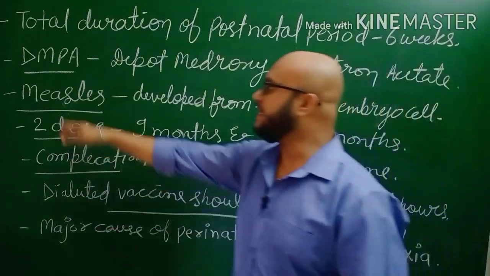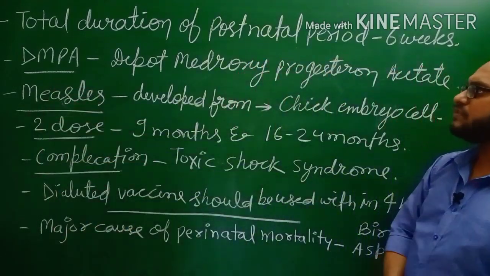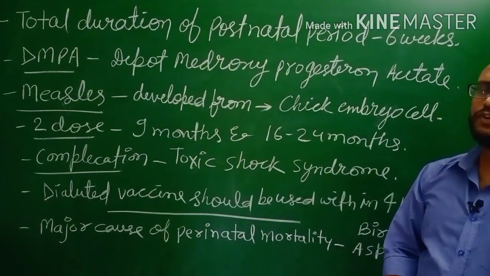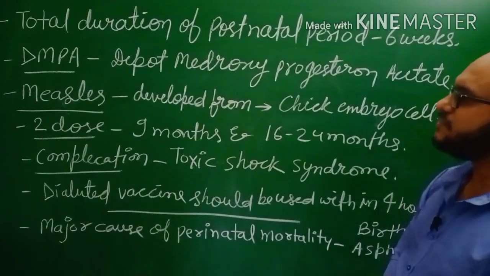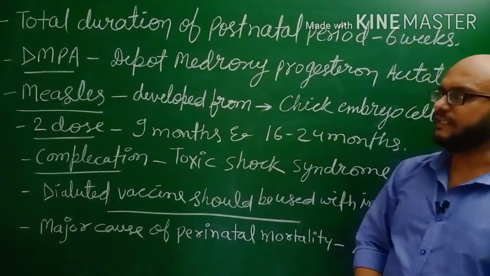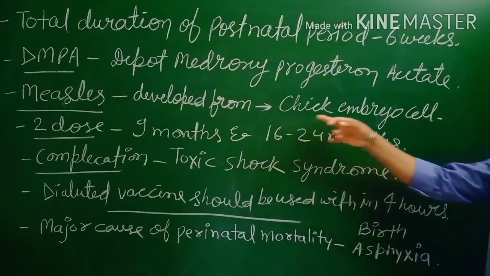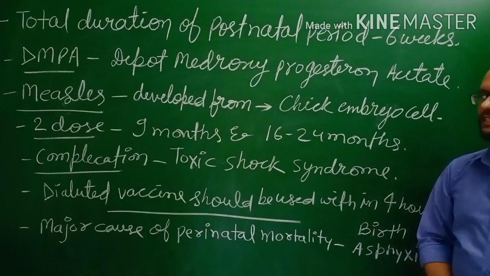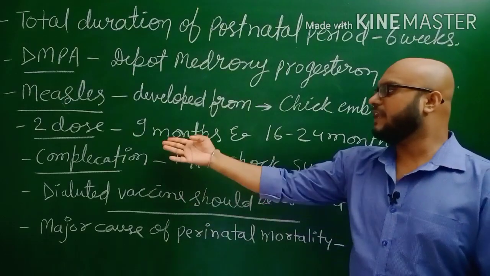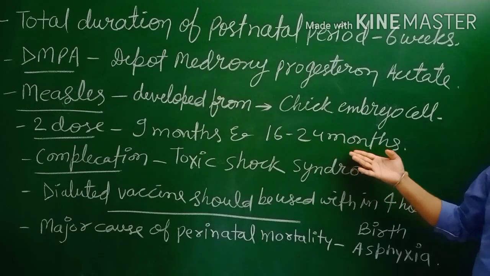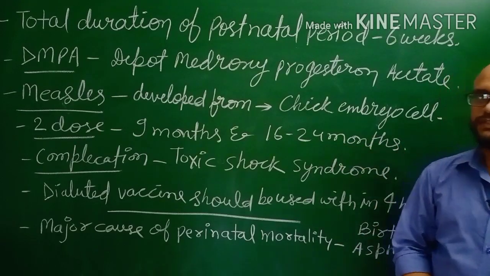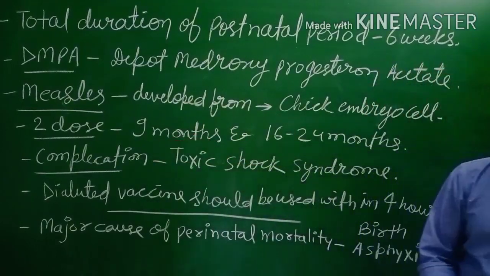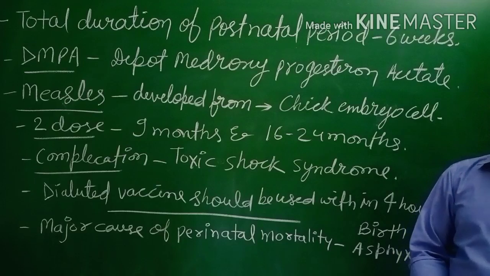Full form of DMPA: depot-medroxyprogesterone acetate. Next, let's talk about the measles vaccine. Measles vaccine is developed from chick embryo cells. 2 doses of measles vaccine are given. The first dose is given at 9 months of age and the second dose at 16 to 24 months of age. With the 9th month measles dose, vitamin A's first dose is also given, 1 lakh international units.